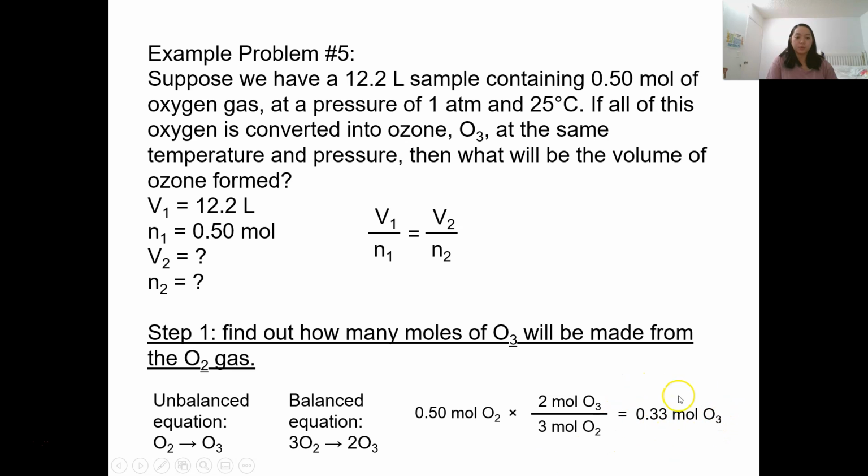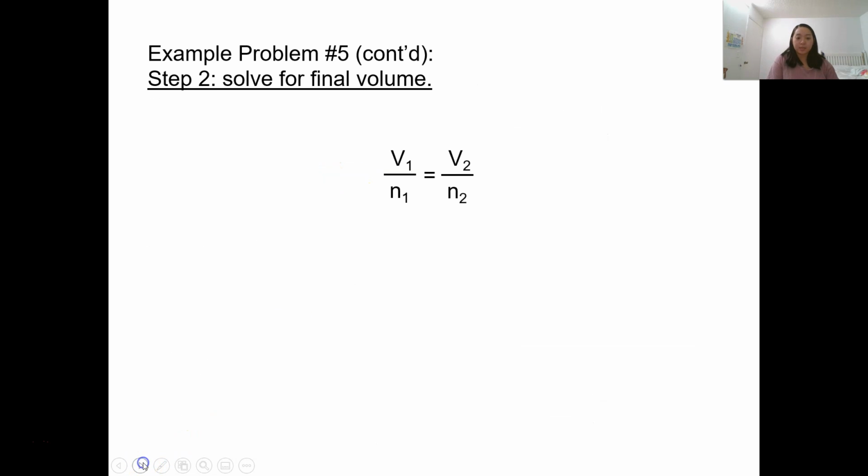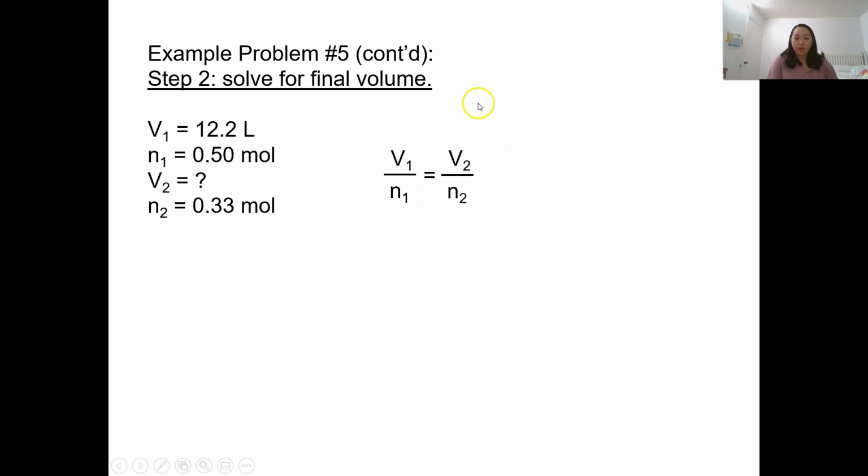So this is how many moles of O3 are created after this reaction, where oxygen is converted into ozone at the same temperature and pressure. Now knowing that, that's my N2. So with my N2 now known, I can rearrange this Avogadro's law equation to serve our purpose, which is to solve for the final volume, and the final volume is V2.